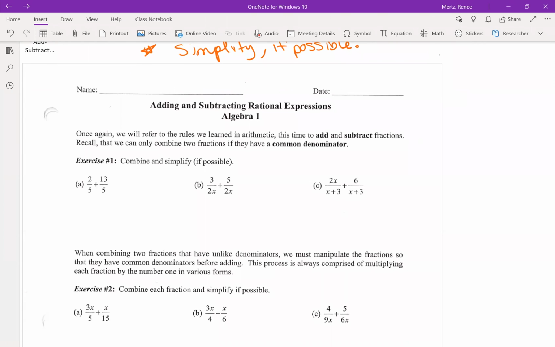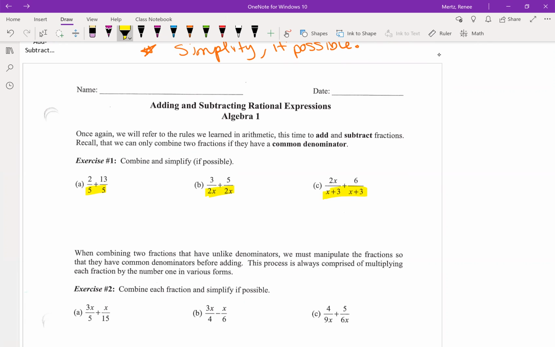So when we're doing exercise A, this is nice because when I'm looking at the denominators, they're a match, they're a match, they're a match. So we are going to add or subtract. So it looks like they're all adding. Add the numerators, keep the denominator. So we get 15 over 5, and then we simplify if possible. So 15 divided by 5 is 3.